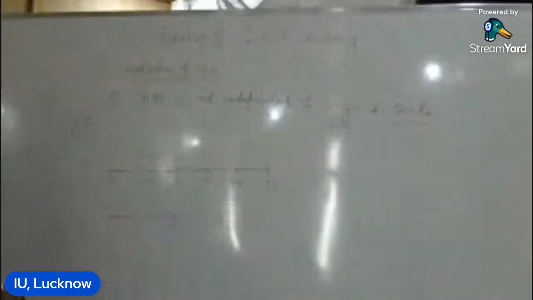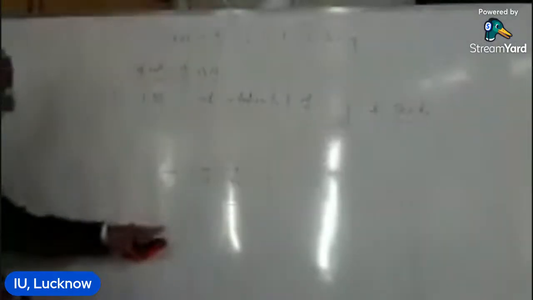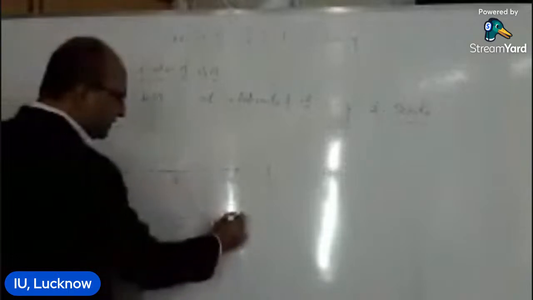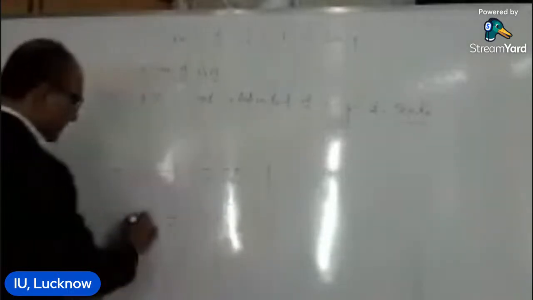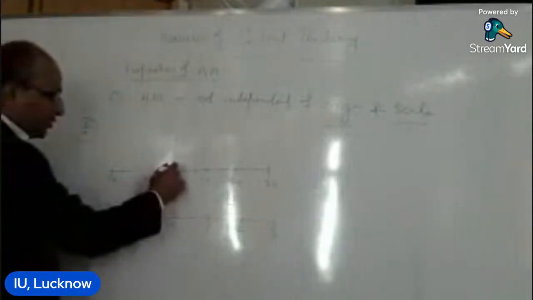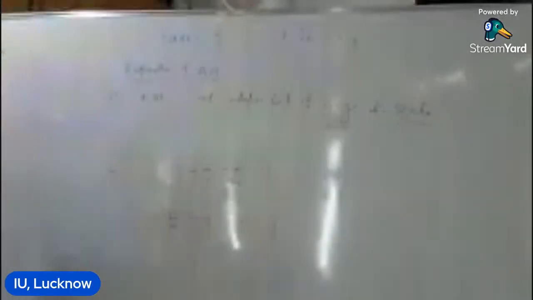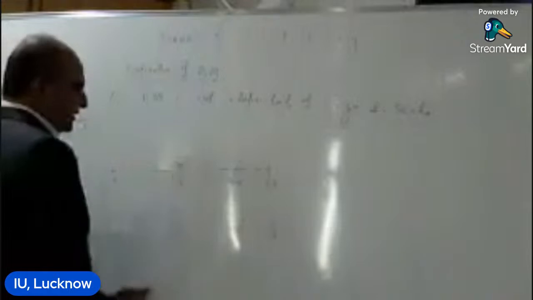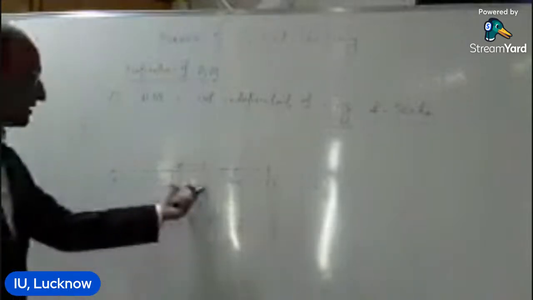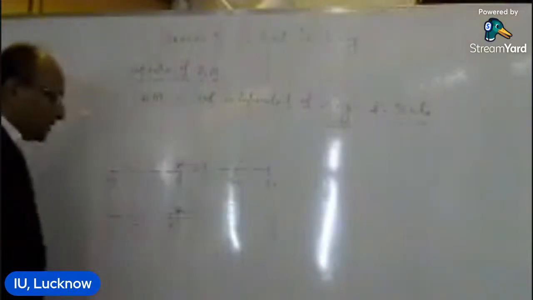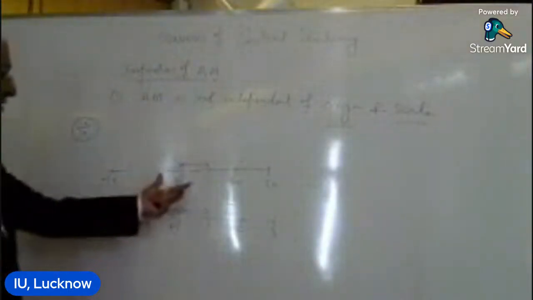So 0 divided by 10, no change, it remains 0. 10 divided by 10 becomes 1, this becomes 2, this becomes 3. Here minus 1, this is minus 2. So you see the 0, the origin, remains, no change in origin. But what is the change? Just see here, this is the difference, the scale. Here the difference between two observations is 1, and in the original observation the difference is 10.